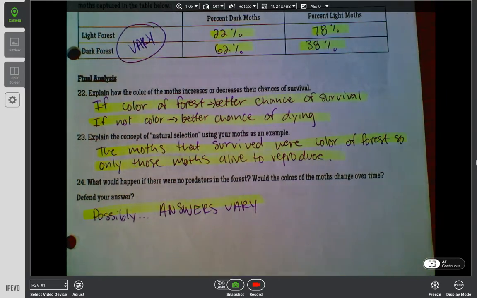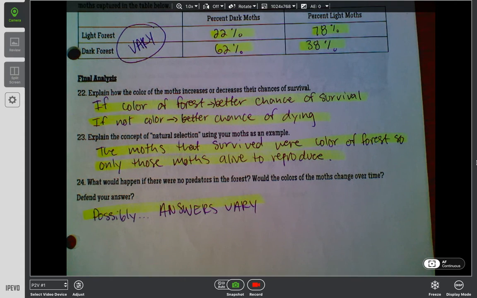So, explain how the color of the moths increases or decreases their chances for survival. If they're matching the color of the forest, they have a better chance for survival. If they do not match the color of the forest, they have a better chance of dying or being eaten. Explain the concept of natural selection using your moths as an example. The moths that survived were the color of the forest, so those moths were literally the ones alive and able to reproduce.